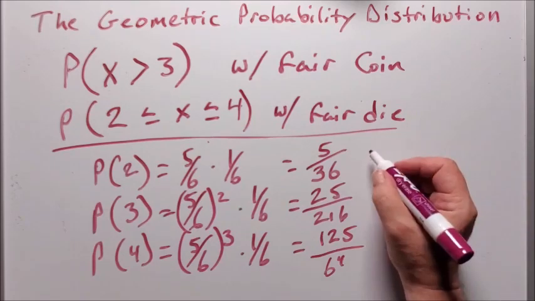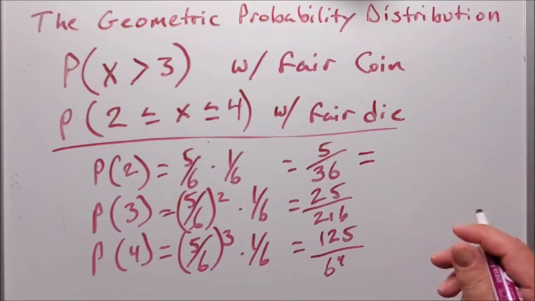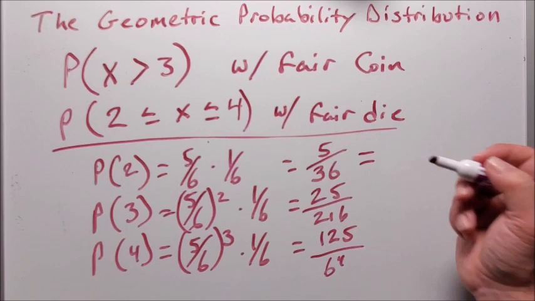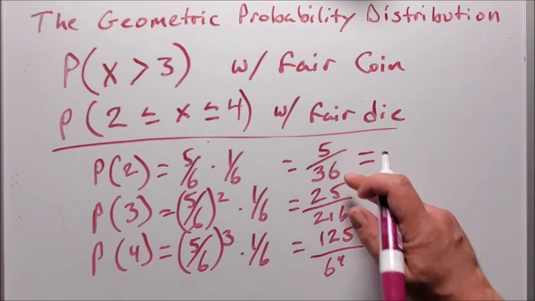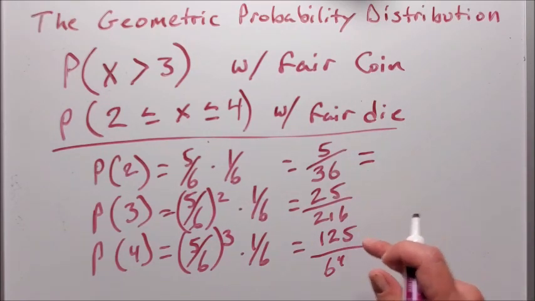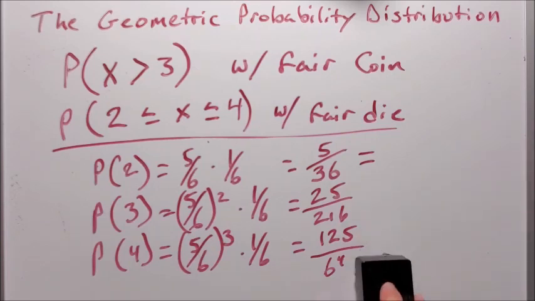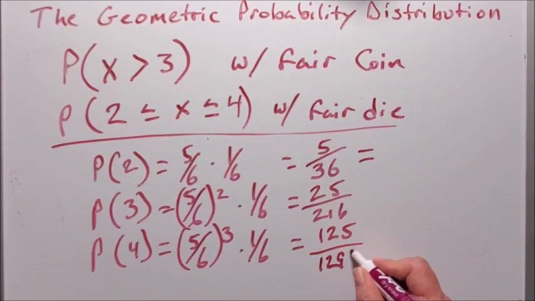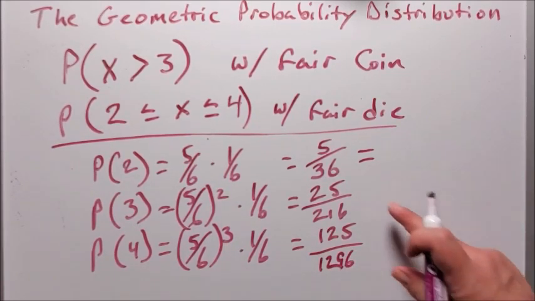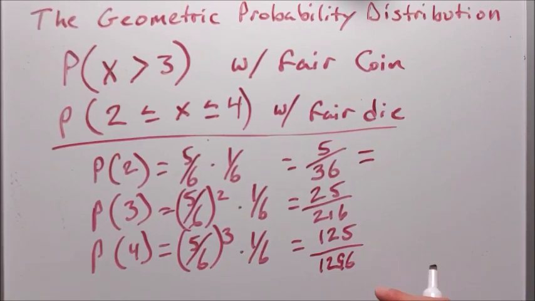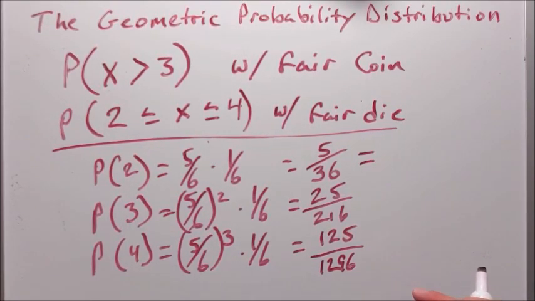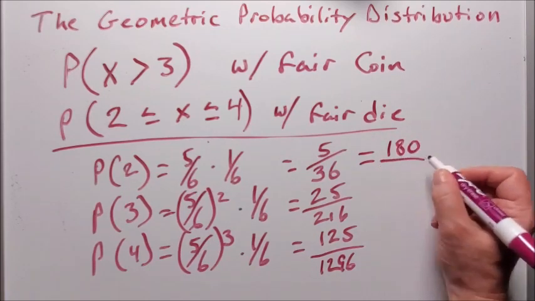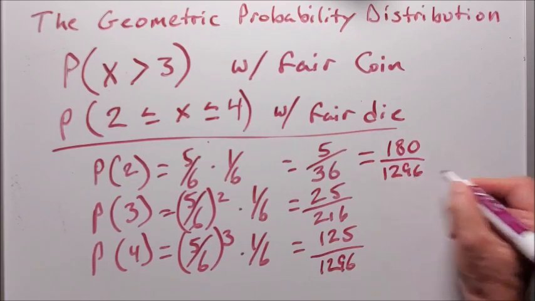Let me go ahead and do this. So what we have is, and I had to pause production of this video to calculate what 6 to the 4th is. So 5 over 36, 25 over 216, and 125 over 1296. We have to add that up, 1296. So what we have is 5 over 36 converted to a fraction with 1296 on the bottom. And that's going to be 180, if I'm not mistaken, over 1296.